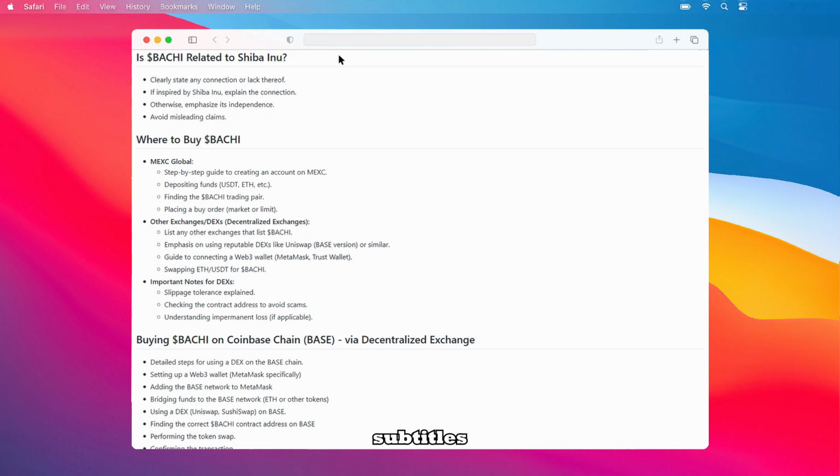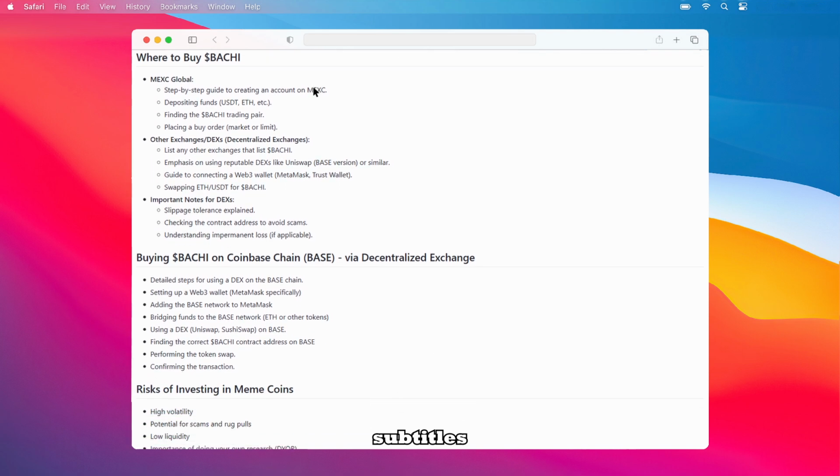Alternatively, you can explore other exchanges, particularly decentralized exchanges or DEXs. Make sure to use reputable options such as Uniswap, specifically the Base version, or similar platforms. You'll need to connect a Web3 wallet like MetaMask or Trust Wallet, and then you can swap ETH or USDT for BACHI. When using DEXs, it's important to understand slippage tolerance, double-check the contract address to steer clear of scams, and be aware of the potential for impermanent loss, depending on the specifics of the liquidity pool.